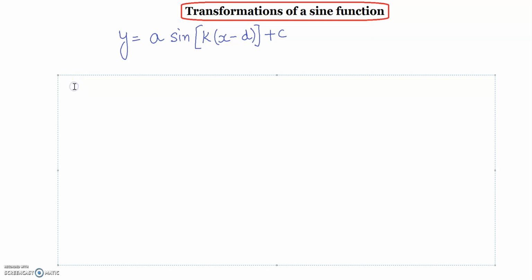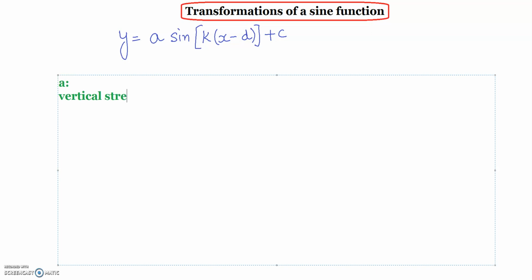Today I'm going to show you transformations of a sine function. We have the equation in the form of y equals a sine (kx minus d) plus c. So the first transformation I'm going to use is for a. A is the vertical stretch or compression by a factor of a.